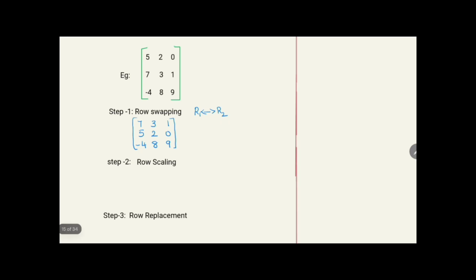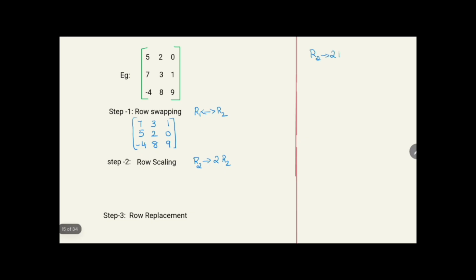Now row scaling, that means we have to multiply the elements of a particular row with a scalar factor. For example, I am taking the second row. I'm multiplying it with a scalar factor, 2 into R2. Okay, see here students.